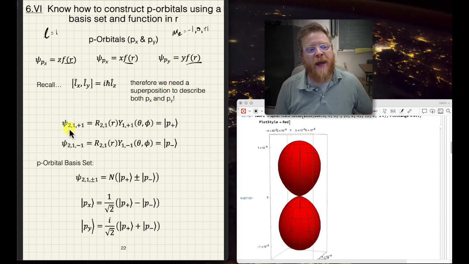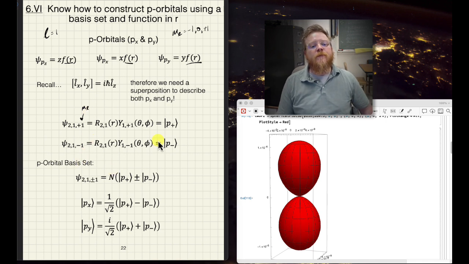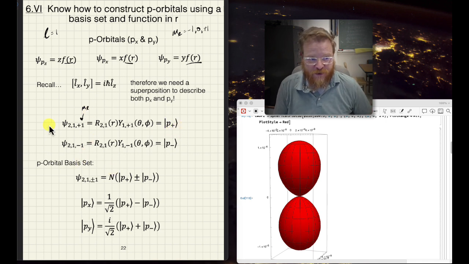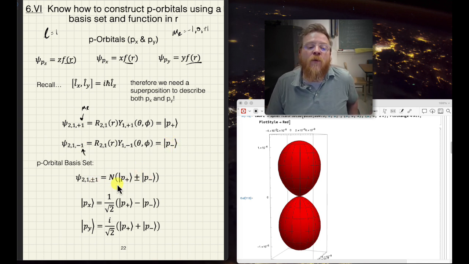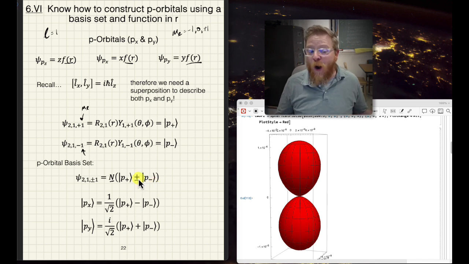So we can define the ml plus 1 state as the following: psi 2 1 plus 1. Remember, that's the ml value, as the p plus wave function. So all of this we'll just simply note is the p plus wave function. We'll call the ml -1 value the p negative wave function. And thus our basis set will be some normalization constant times a linear combination of the two. And because it's plus or minus, we need both.